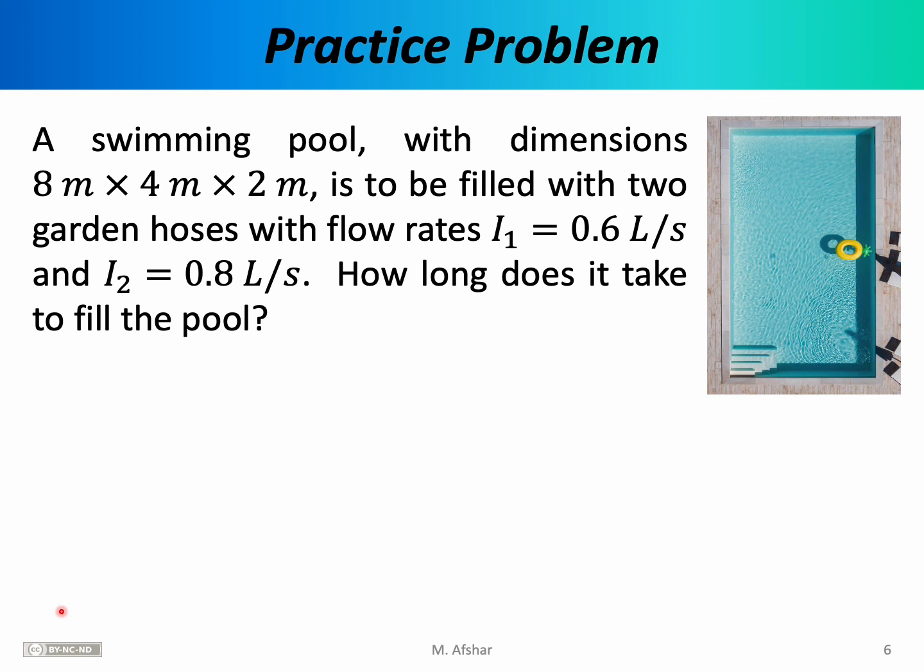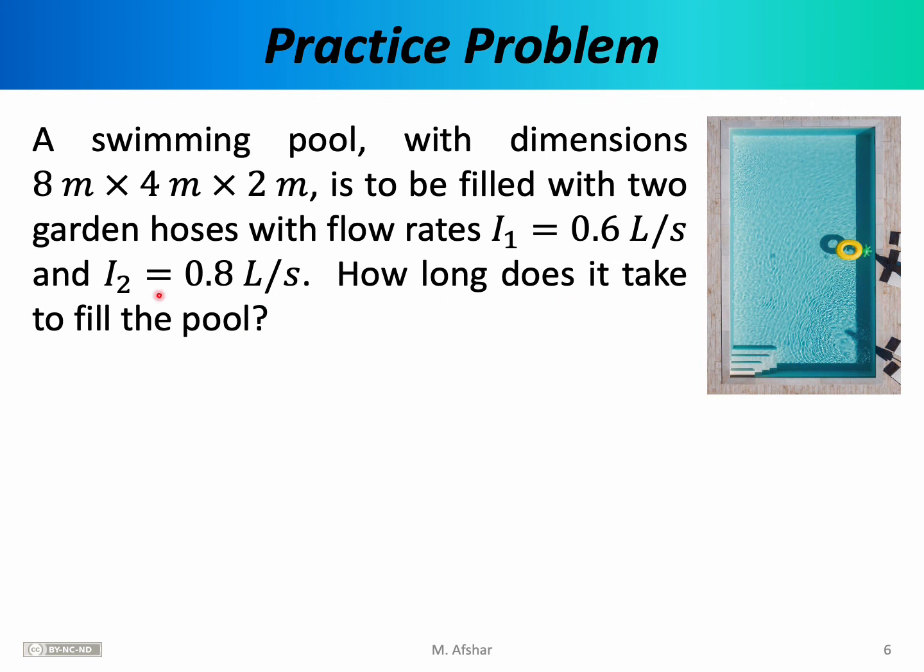Let's end this lecture with a practice problem. A swimming pool with dimensions 8 meters by 4 meters by 2 meters is to be filled with 2 garden hoses with flow rates of 0.6 liters per second and 0.8 liters per second. How long does it take to fill the swimming pool?